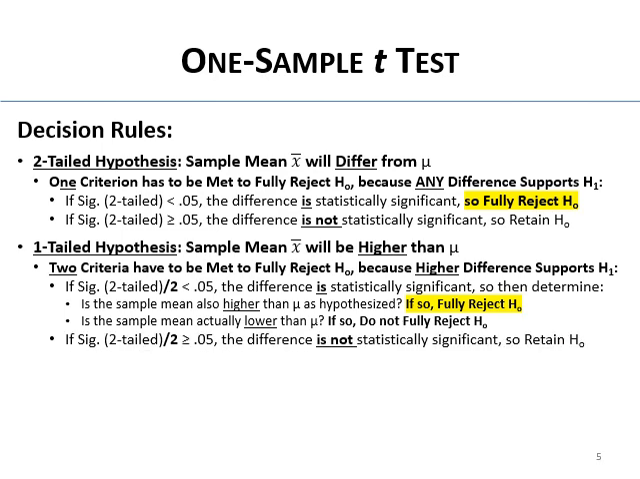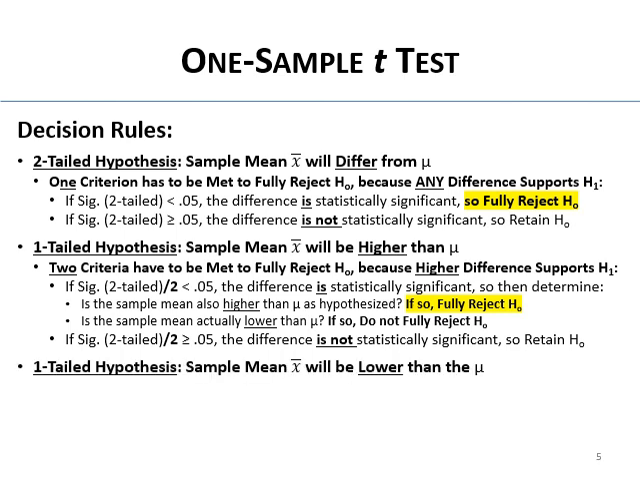All right. If sig two-tailed divided by 2 is greater than or equal to 0.05, well, the difference isn't statistically significant. You're also not rejecting the null. Okay. So those two pieces have to be true for you to reject the null hypothesis. What if you hypothesize instead that the sample mean would be lower? It's kind of the same thing, except the direction has to be less than, right? The mean should be lower.